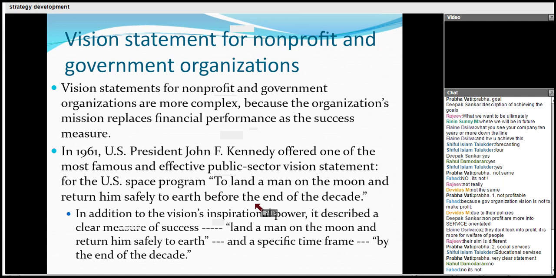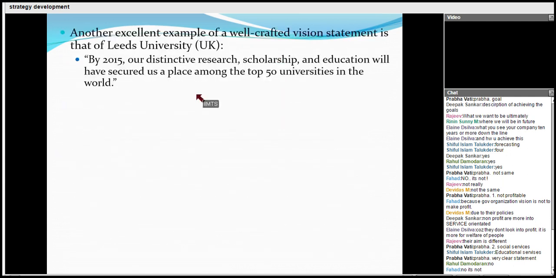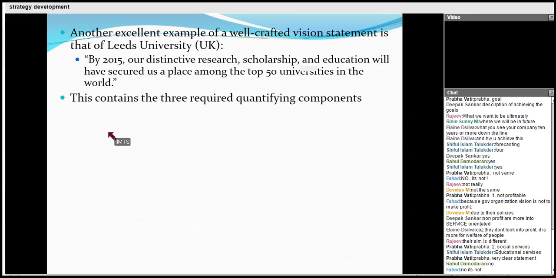Excellent. I'm going to give you another example of a public service industry. I think the one I used was the University of Leeds. Another excellent example of a well-crafted vision statement is that of Leeds University, UK. They said, by 2015, our distinctive research, scholarship, and education will have secured us a place among the top 50 universities in the world. Again, look at this vision statement. It is so beautiful. Everything is there, all three parameters.